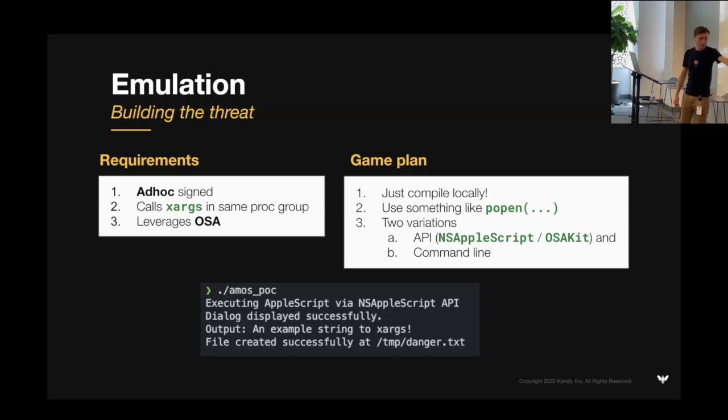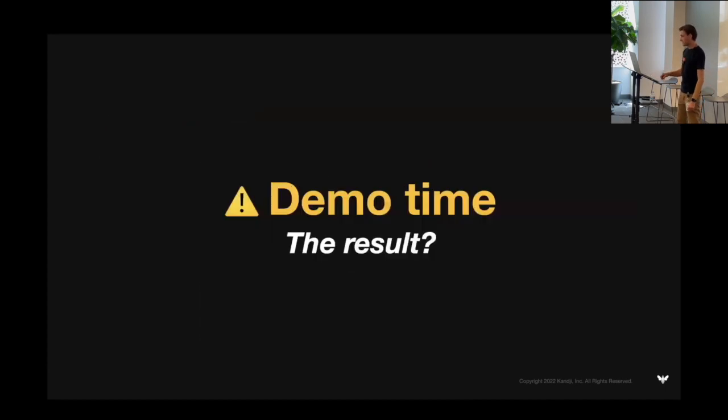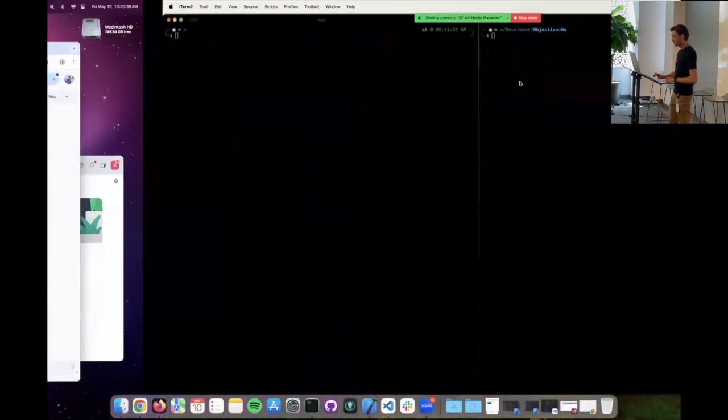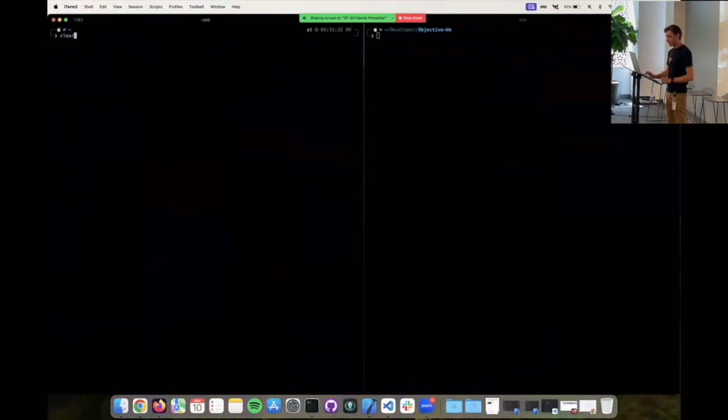And then in the bottom here, you can see what the result of an emulated threat might look like. We'll have it use some kind of sentinel value to say, okay, the malware successfully ran, so I'm going to create that danger.txt file. So demo time, and the result will hopefully look like this at the end, where we run our endpoint security client. It matches on this heuristic that we developed, and then it will kill Amos midway through. So let's go ahead and do that.